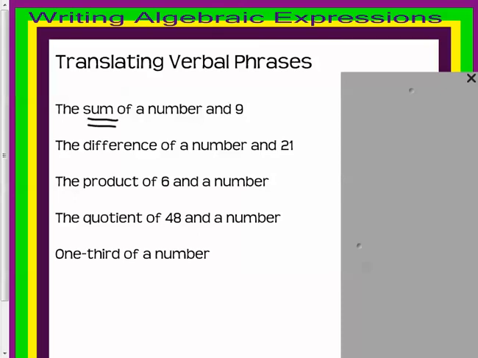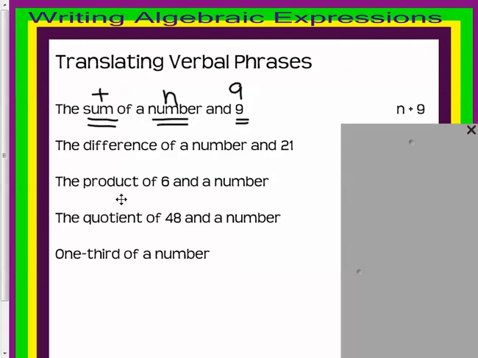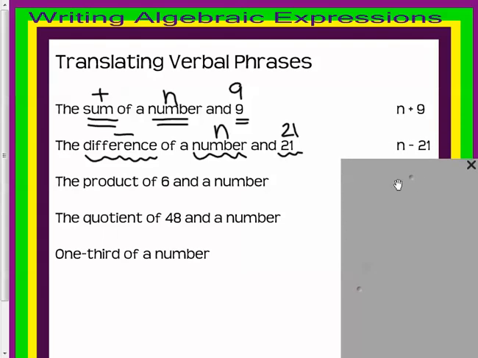The sum of a number and 9. So sum means add, number means some sort of variable, I use n, and 9. So I'm adding a number and 9, which looks like this. You try this one, the difference of a number and 21. What does difference mean? Good, subtract. A number would be n, and 21 would be written like this. So I'm taking the difference between n and 21, n minus 21.